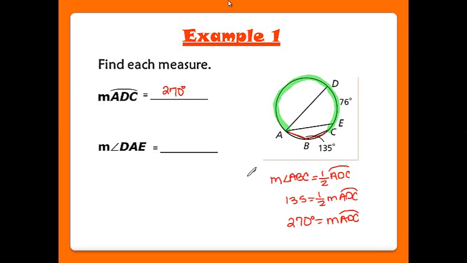The second one asks to find angle DAE. DAE is this angle here, and I know that it intercepts this arc, DE. Because this angle is going to be equal to half of the intercepted arc, it's going to be half of 76 degrees. So it'll be 38 degrees.